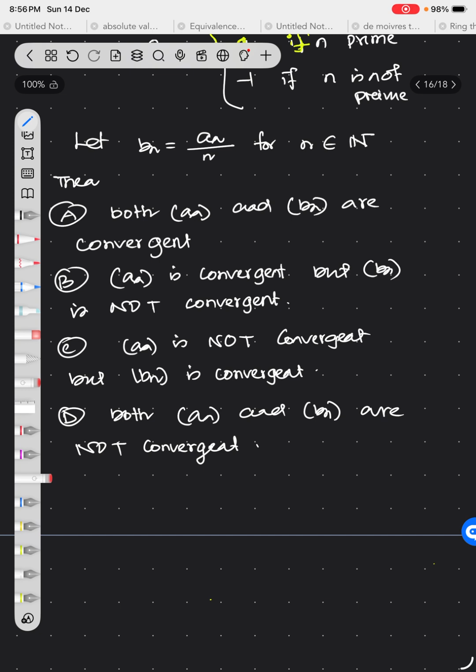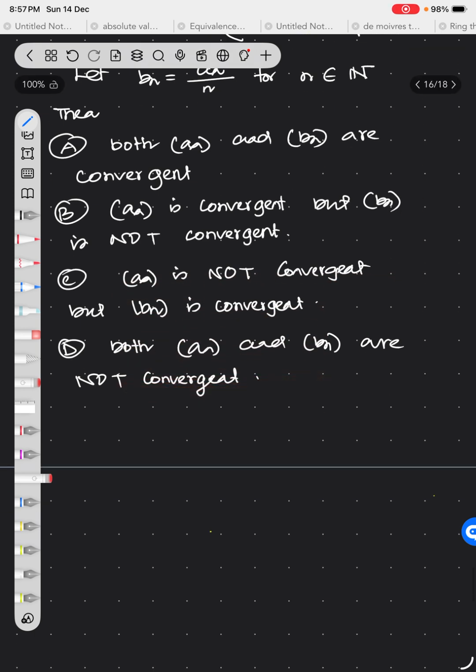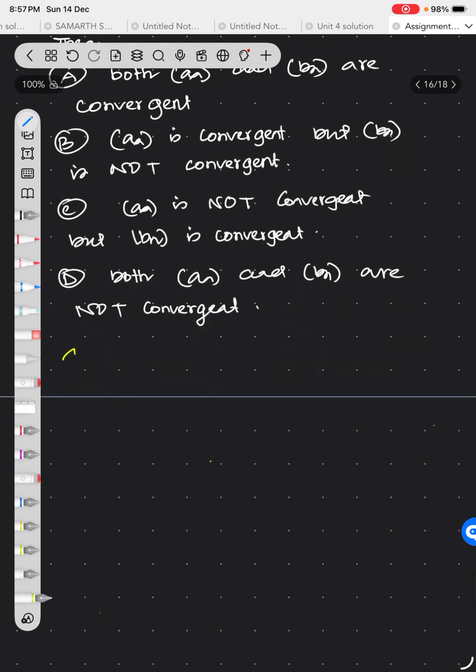In option A, both a_n and b_n are convergent. In option B, a_n is convergent but b_n is not convergent. In option C, a_n is not convergent but b_n is convergent. And in option D, both a_n and b_n are not convergent. So look at the solution, how we can solve it.